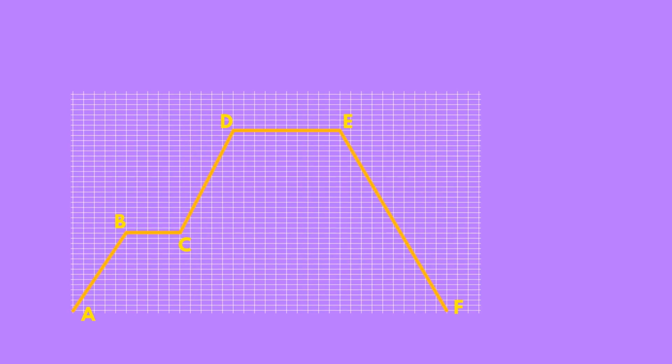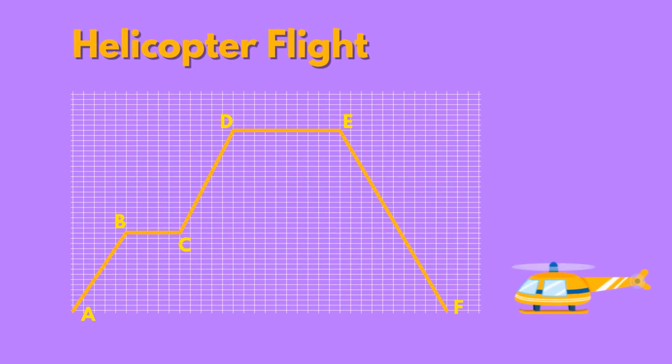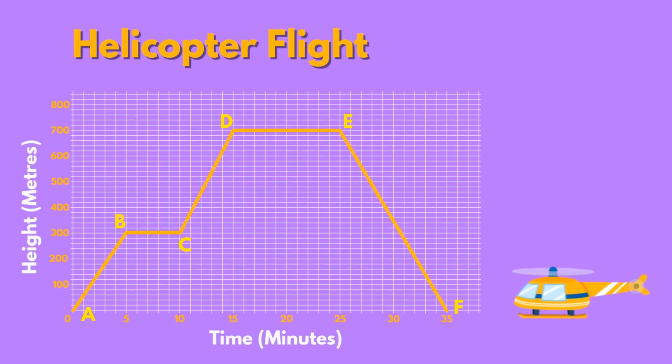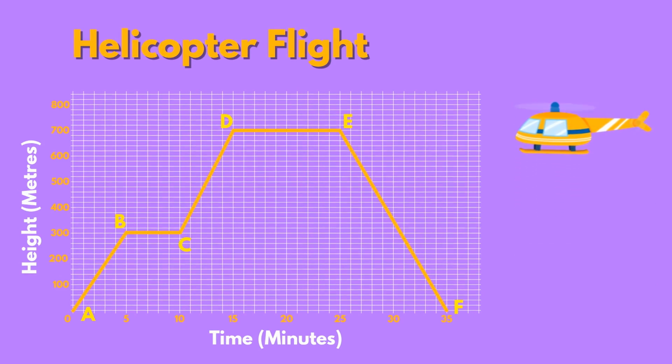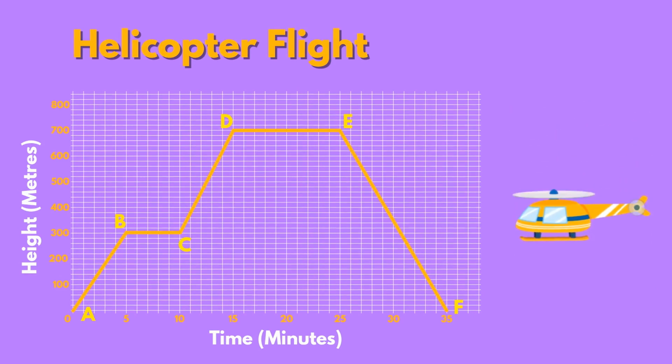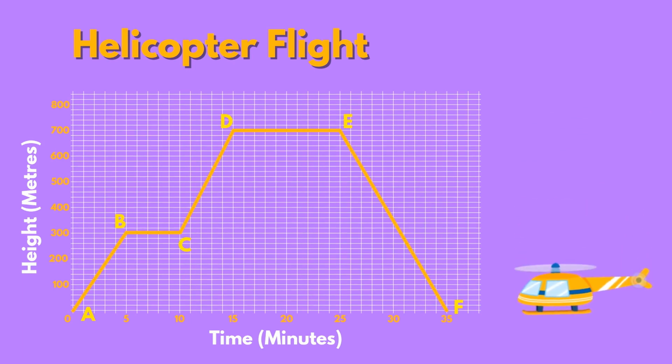Take a look at this example. The title explains the story, and the labels let you know what the graph represents. The shape of the graph lets you know how the relationship changes. How high does the helicopter go? How long does it stay at a height of 300 meters? How long does it take to land?